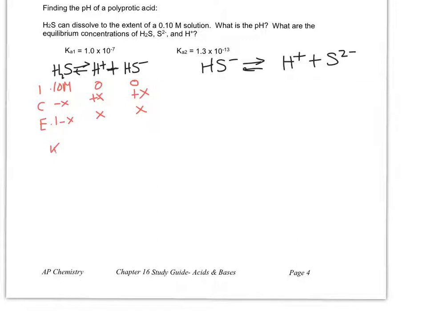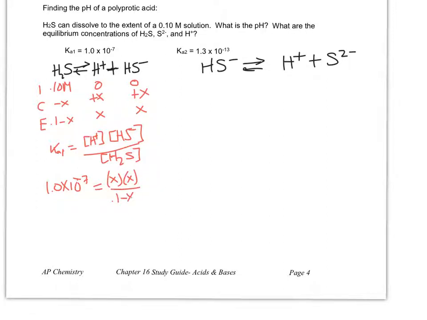So I'm going to say Ka1 is equal to the concentration of the H+ times the concentration of the HS- over the concentration of the H2S. And that's, again, after just the first dissociation there. So 1.0 times 10 to the negative 7th is equal to x times x over 0.1 minus x. x in this case is going to be my H+ concentration. Now this is only after the first hydrogen.